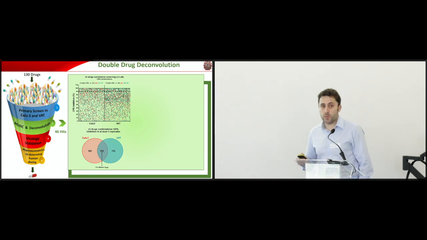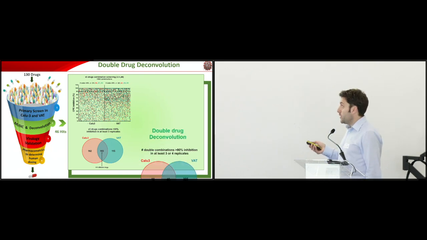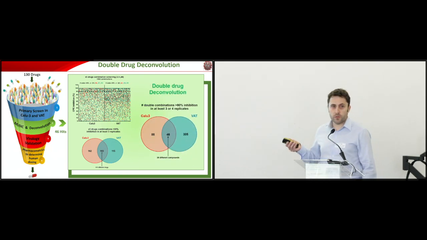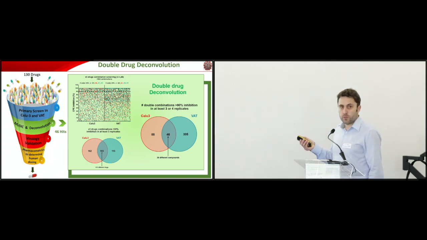Now at this point, what we do is deconvolute. What it means is that out of all the groups of 5 drugs that we identified, we then test again all possible pairs that may be working together in the screen.